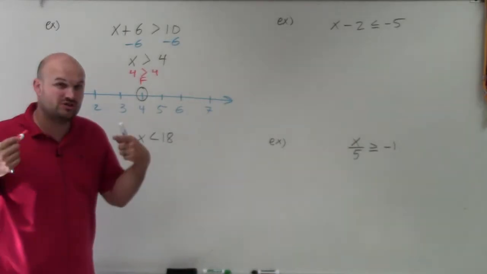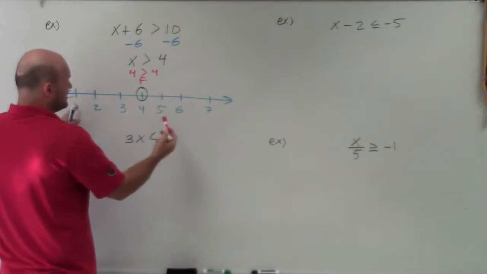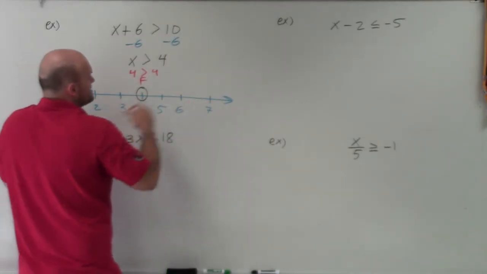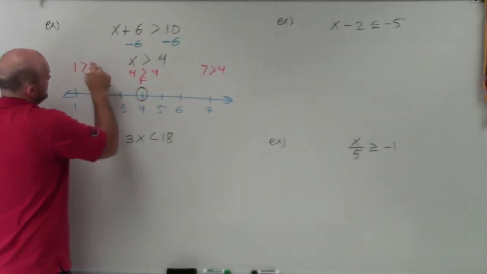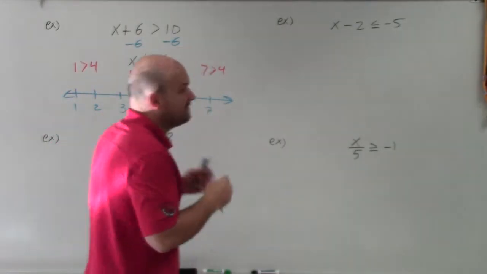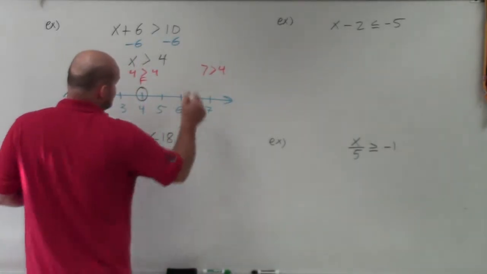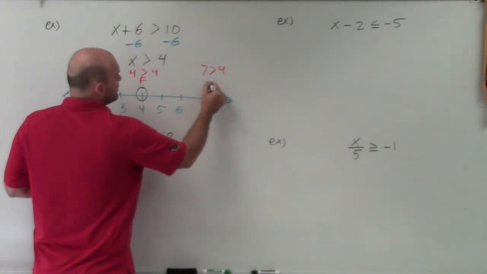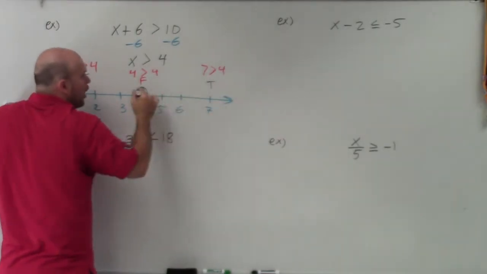Then if you forget which way to graph, to the right or to the left, pick points on the right or the left and plug them in for x. So I could say 7 is greater than 4 or 1 is greater than 4. We're going to graph to where the points are always going to be true. And if one point is true on one side, that means all the rest of the points are true. So is 7 greater than 4? True. Is 1 greater than 4? False.